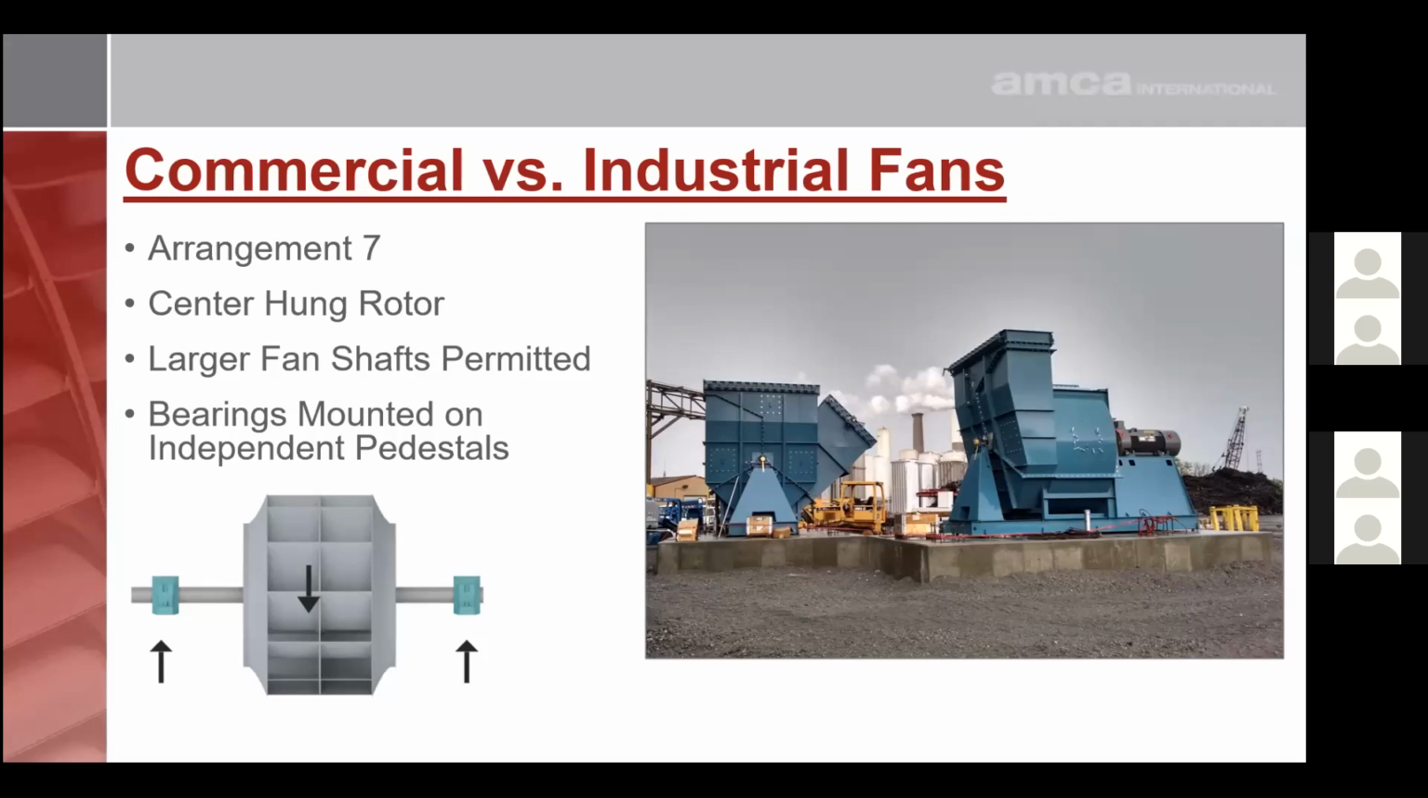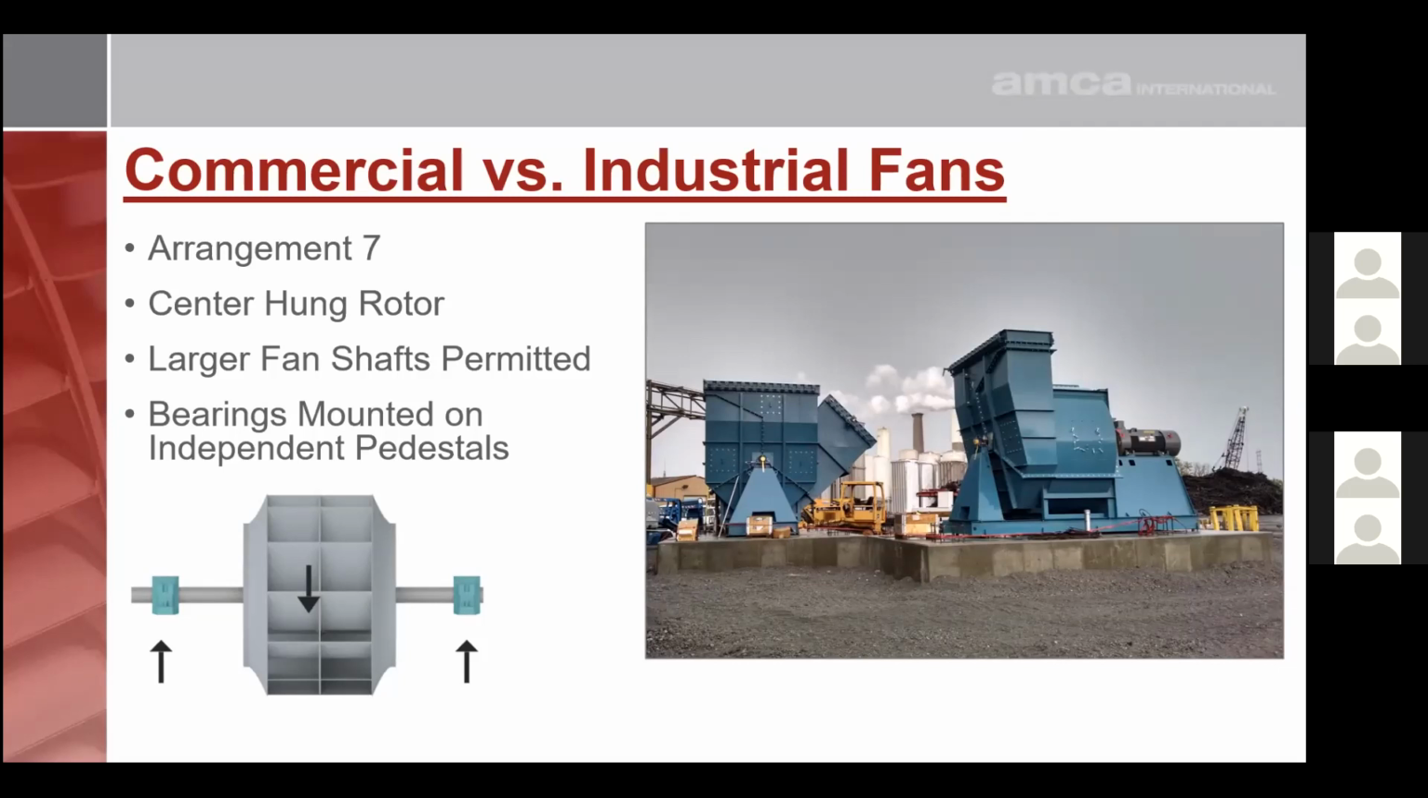With arrangement 7 fans, they generally require an inlet box, which you can see on the right side there, those inlet boxes that are facing up. The inlet box and the discharge ducts will be parallel, so there won't be a 90-degree turn in the airflow like you would see on an arrangement 8. Arrangement 7 fans can also be designed with double inlets.